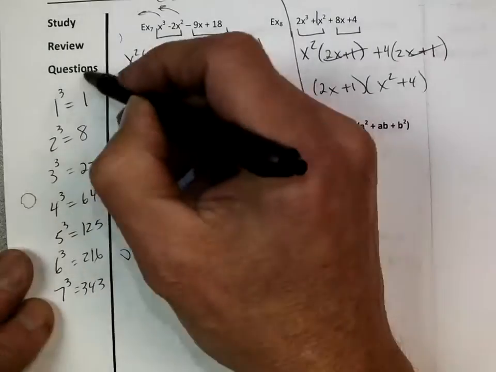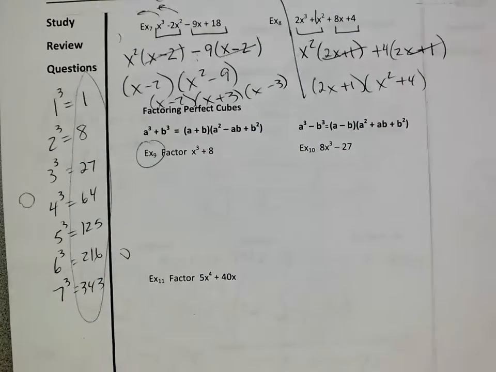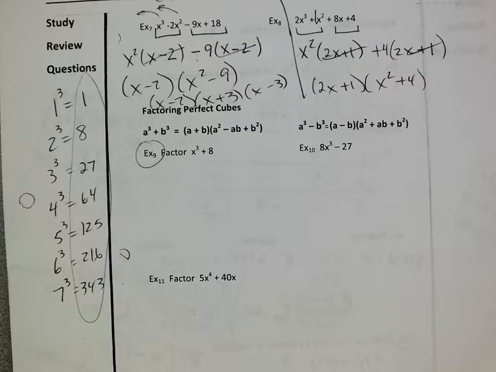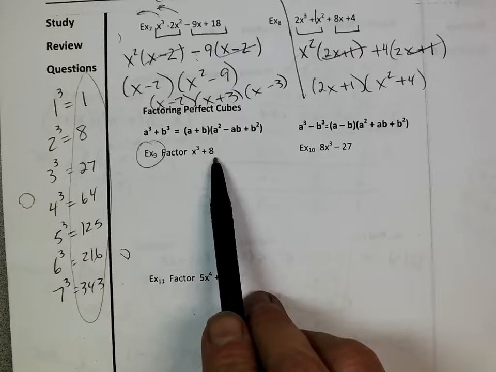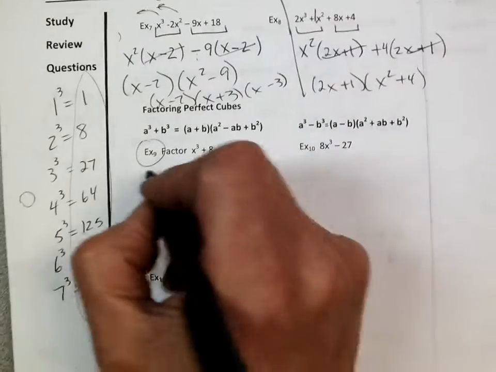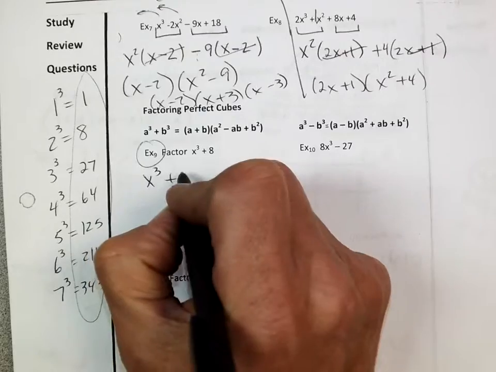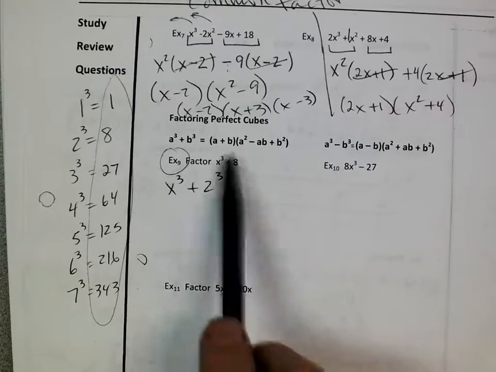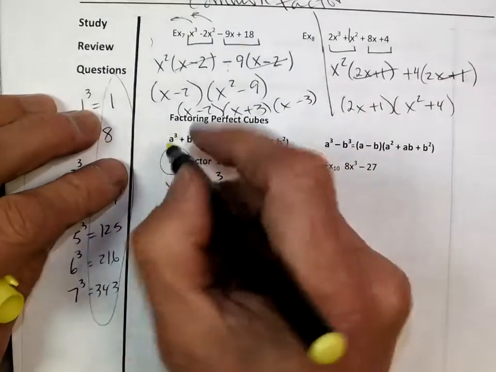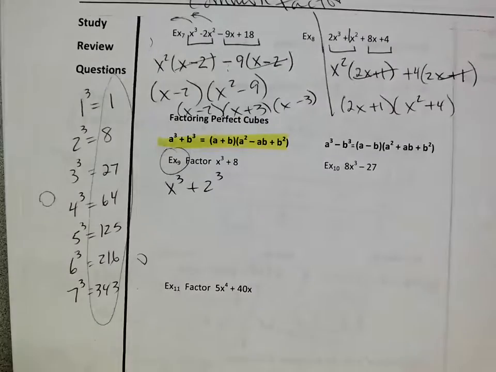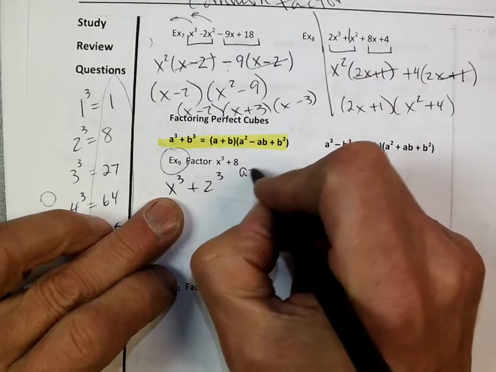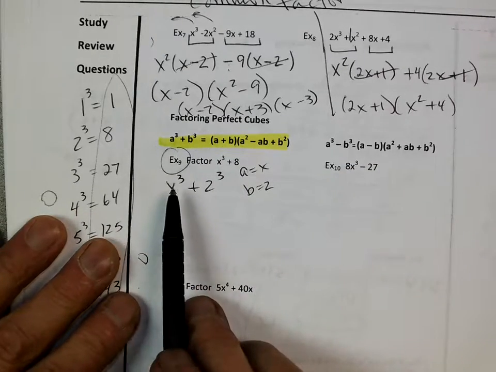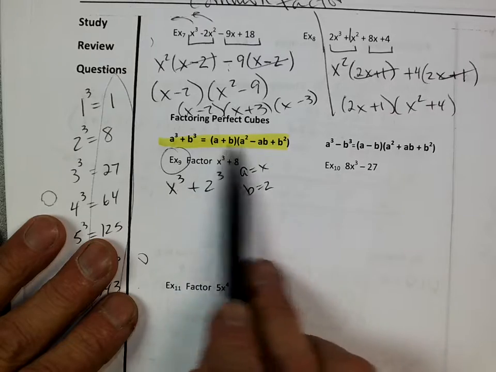Okay, these numbers are perfect cubes, all right? So what I want to do is rewrite it so it's a cubed plus b cubed. So when I take a look at example 2, I'm going to rewrite example 2 as x cubed plus 2 cubed, right? If I'm going to use my formula, then I'm going to let my a be my x, and I'll let my b be my 2. So I've got my x cubed plus my 2 cubed, and I'll just plug it into the formula. That's all I'm going to do.